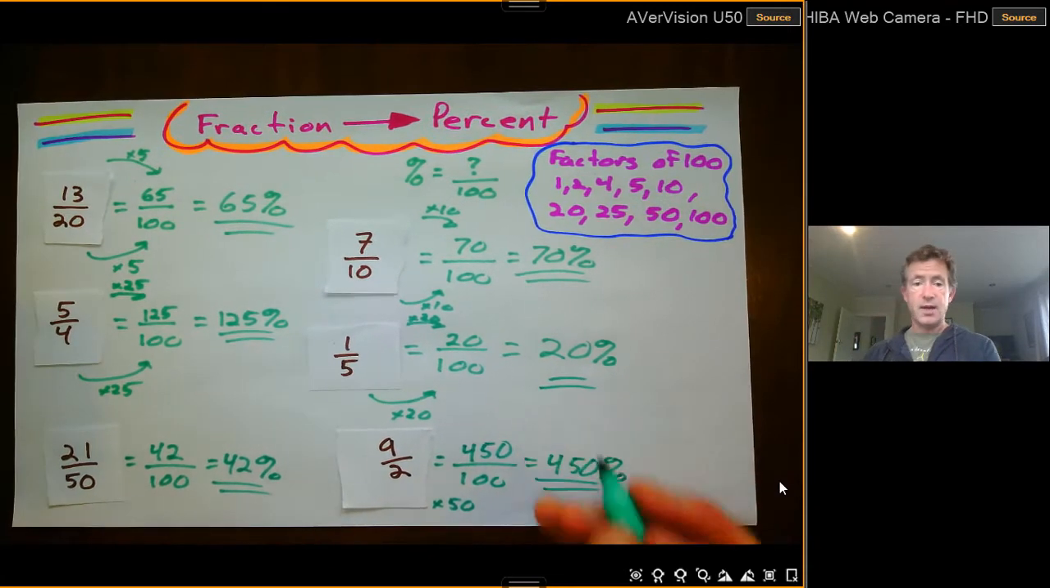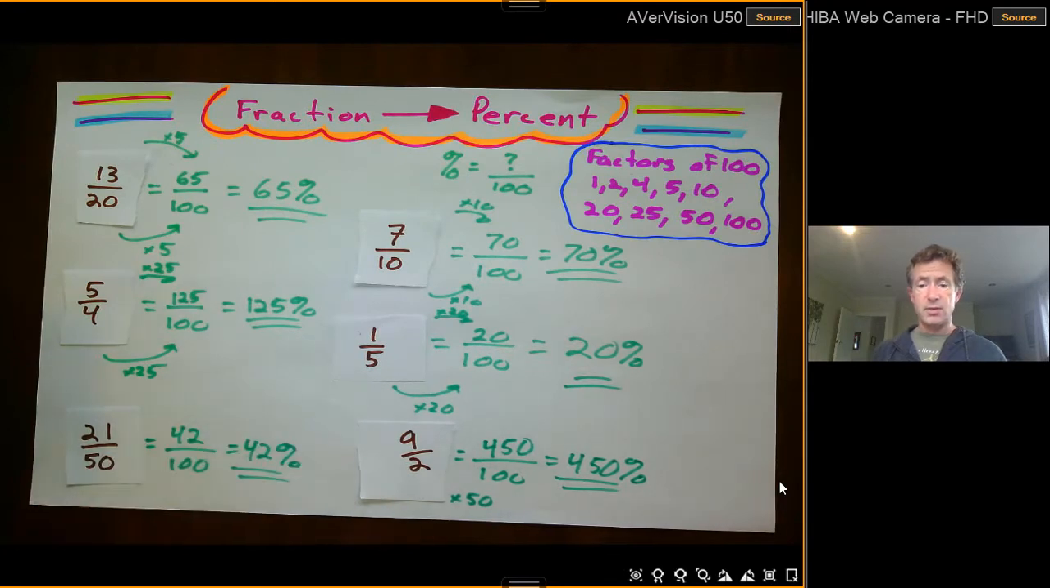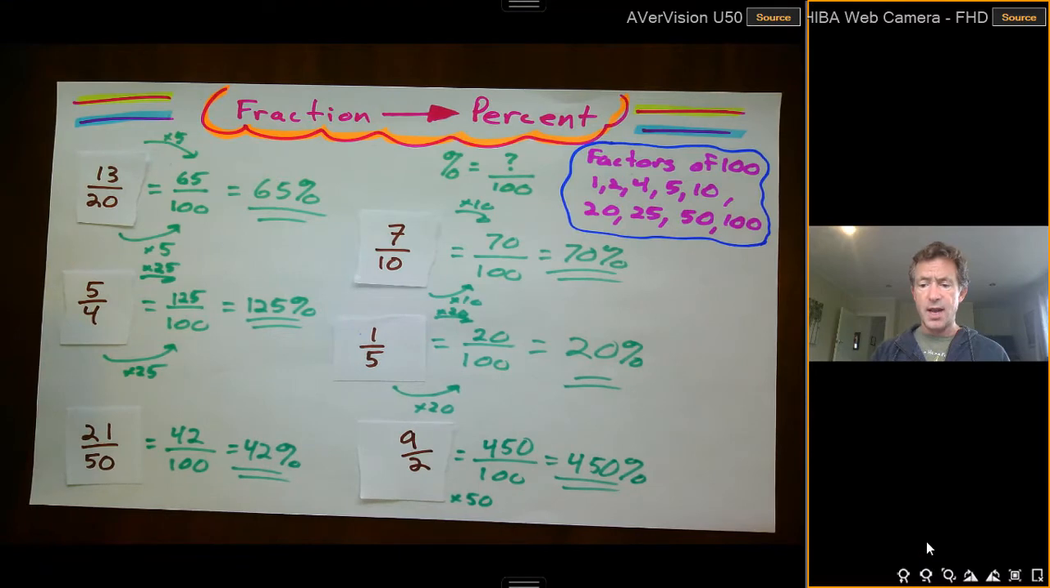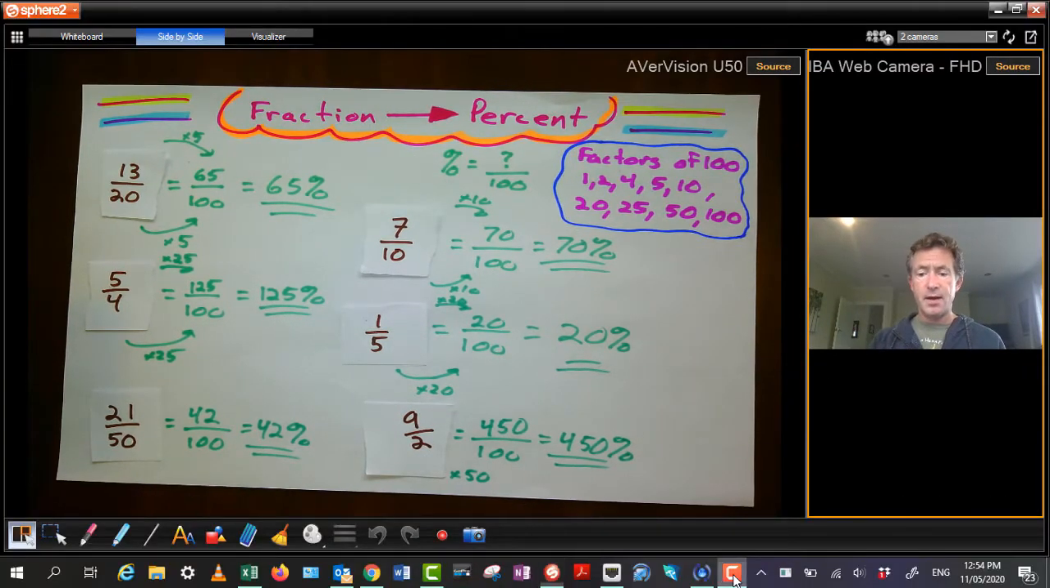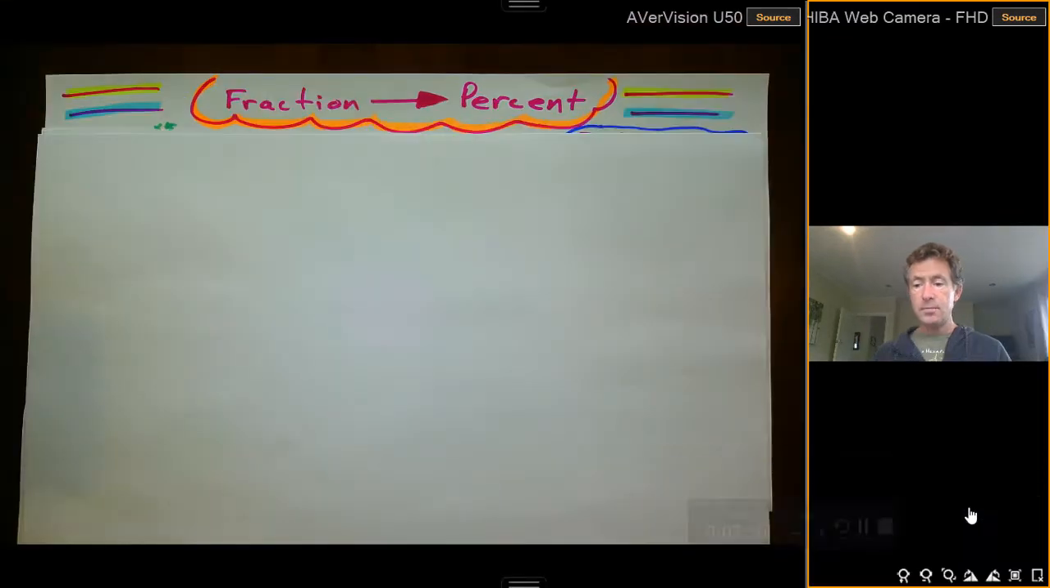Okay, so that's how we go from fraction to percent, and only if the denominator is a factor of 100 can we do it like that. And I'll show you how to do the next bit in a little while. And I will pause it here.